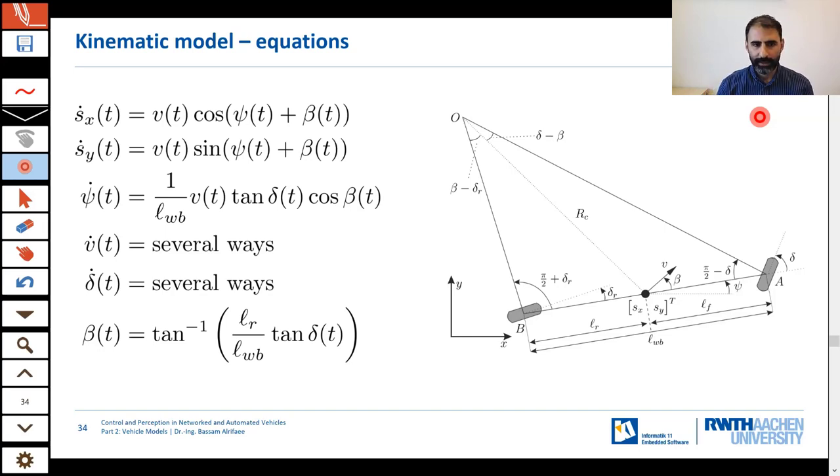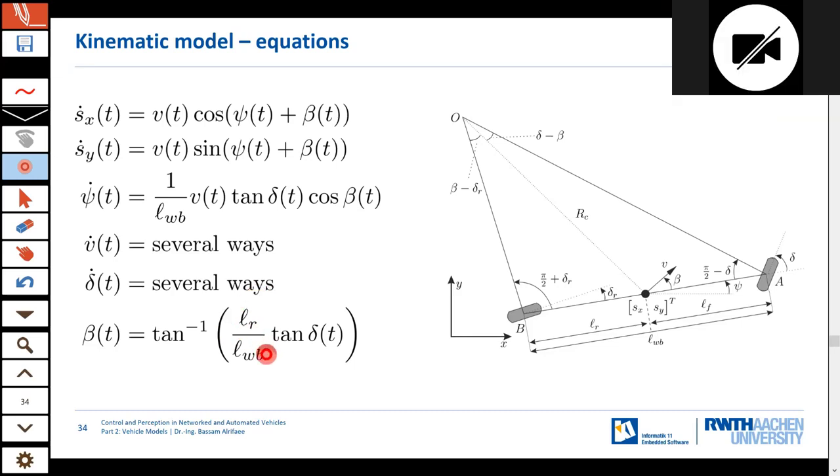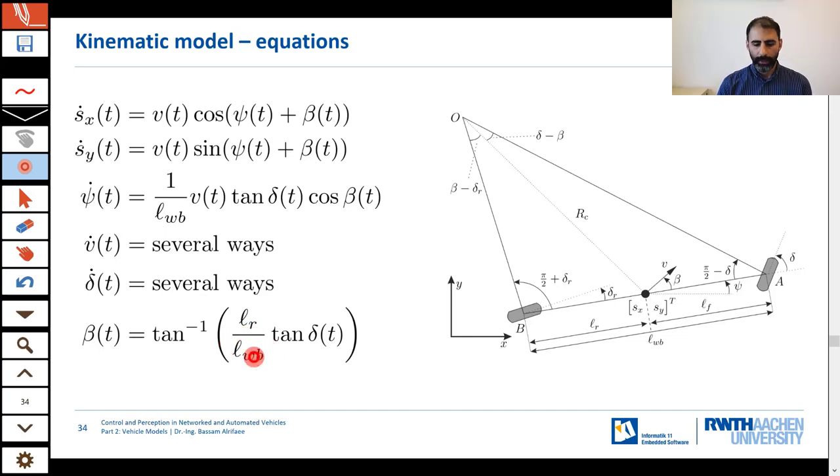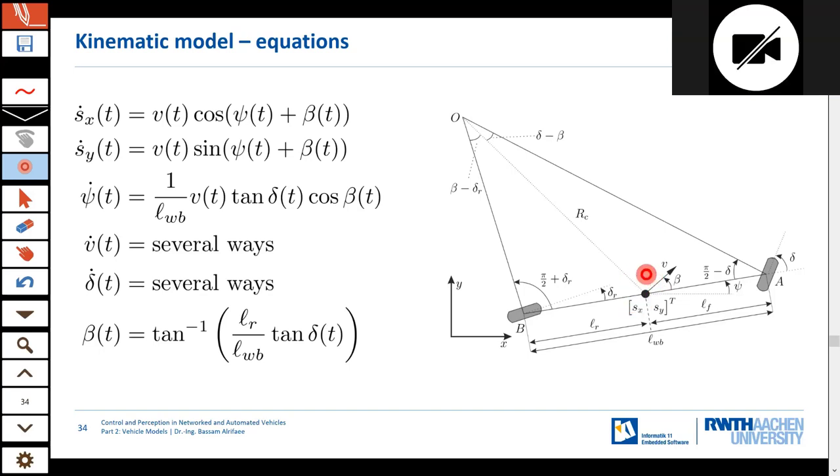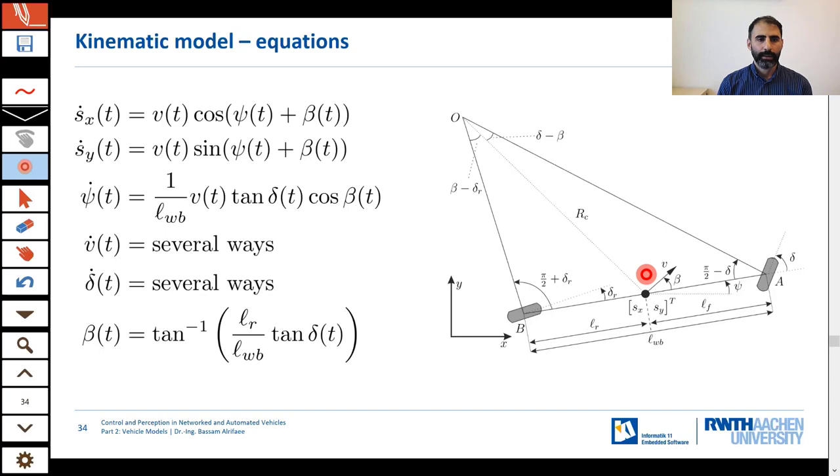And to parameterize this model, we should just know L wheel base. And we know then if we measure the wheel base and know the position of the point we are deriving the model for. If it is the center of gravity or not, this is another question. So all we should know to be able to use this model is to measure two things, LR and LWB. That's all. And we can use the model.